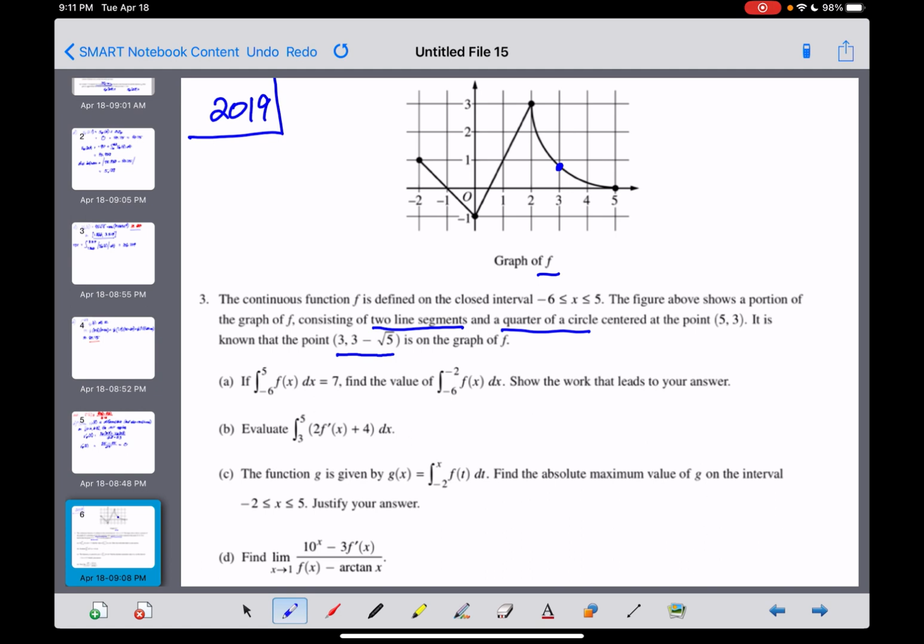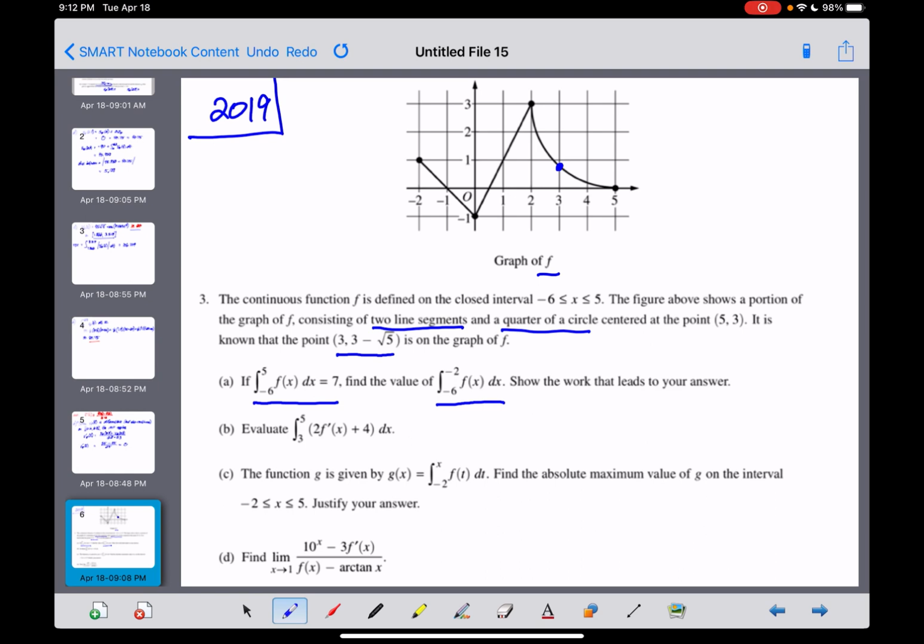Now, I did this problem in class with one class earlier today. Part A has a lot going on right here. So they've given you the value of one integral right here from -6 to 5. Now, -6 is not even on this graph. That's interesting right here. They want you to find the value of the integral from -6 to -2. Show the work that leads to your answer.